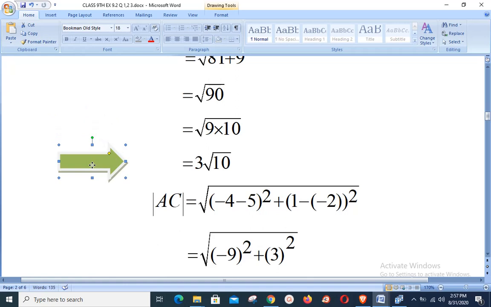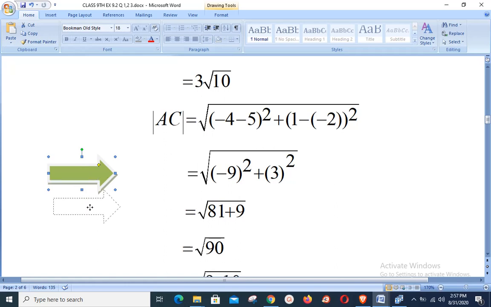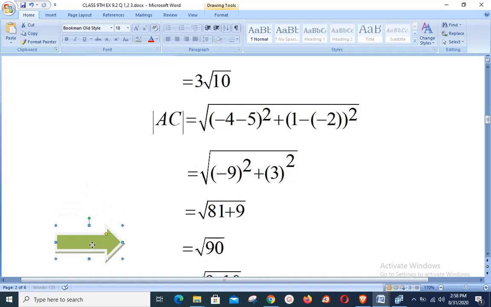Now we calculate the next distance, between points A and C, distance AC, by using the same distance formula according to the values. Now we have the square root of (minus 4 minus 5) whole square plus (1 minus minus 2) whole square. On simplifying, we get the square root of (minus 9) whole square plus 3 whole square. That again becomes the square root of 81 plus 9, and that results in root 90.